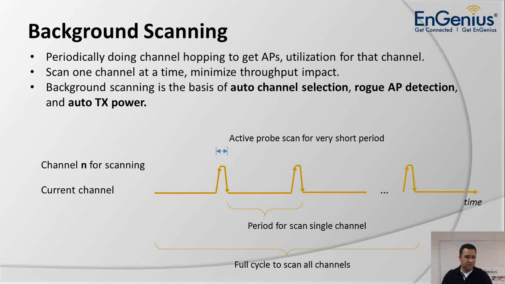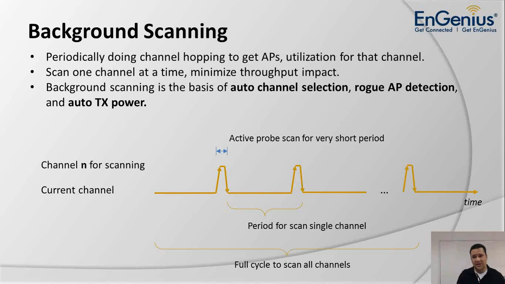Background scanning periodically does channel hopping to read out from the access points which channel they are using and what the power settings are. It will do it one at a time, just to minimize the throughput impact. So, like I said, background scanning is the basis of auto channel selection, rogue AP detection, and auto transmission power. And this feature can be manually activated. You can still turn it off, of course.